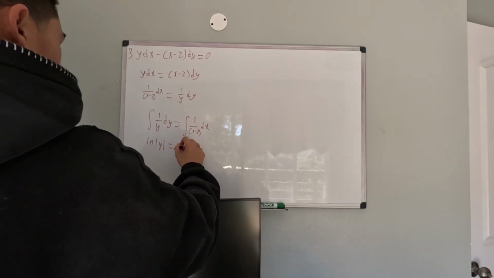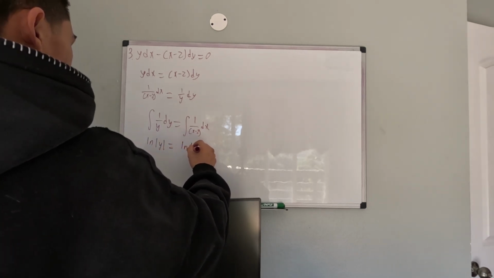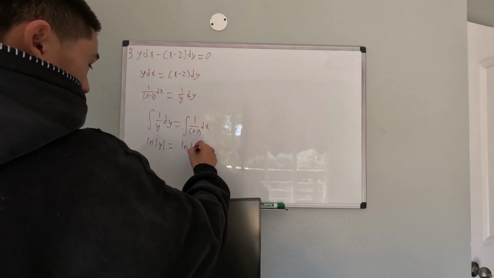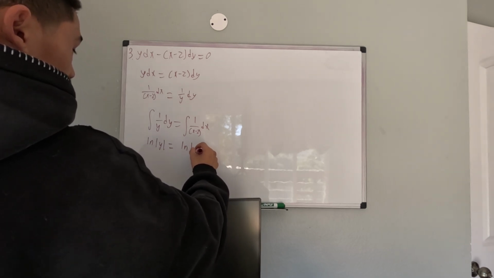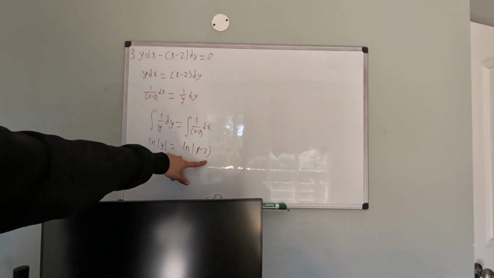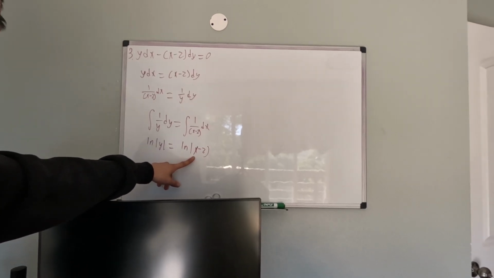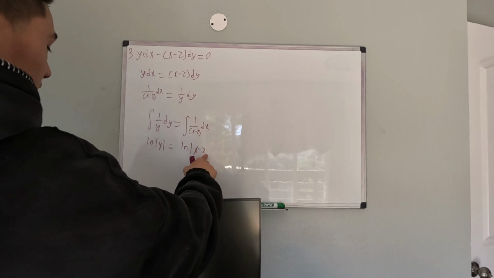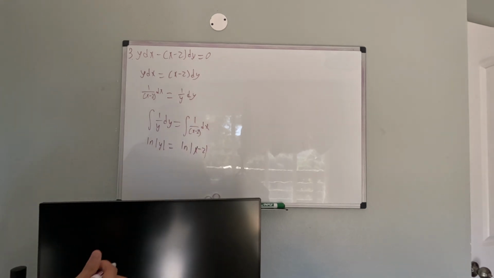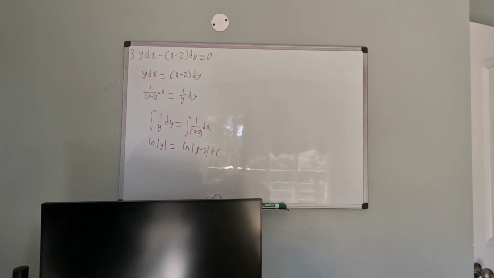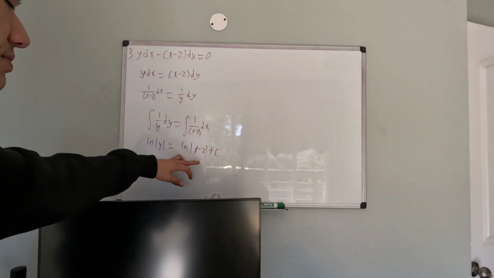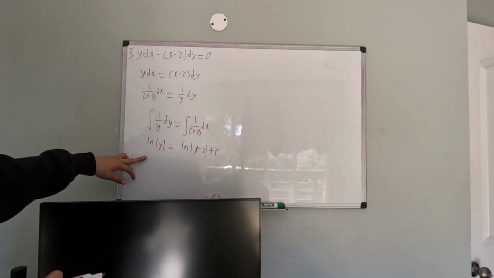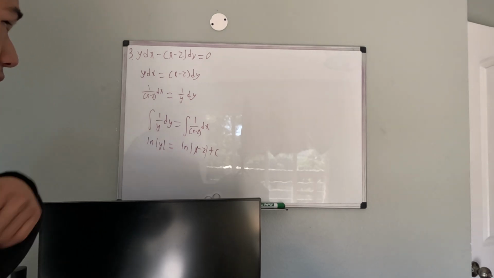This is also the natural log of the absolute value of what's inside there, x minus 2. The reason why is because what's the derivative of x minus 2? That's just 1, right? So there's no need to put anything else. And then plus c, okay? Now, we're going to exponentiate both sides, okay? Let's exponentiate both sides so that we can isolate the y.